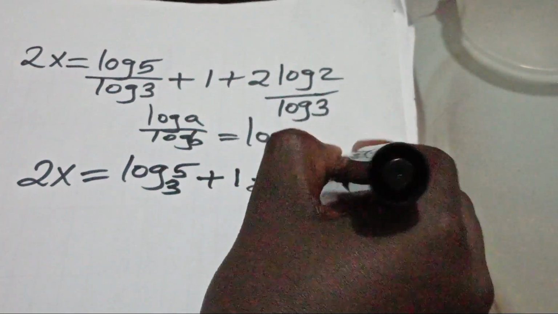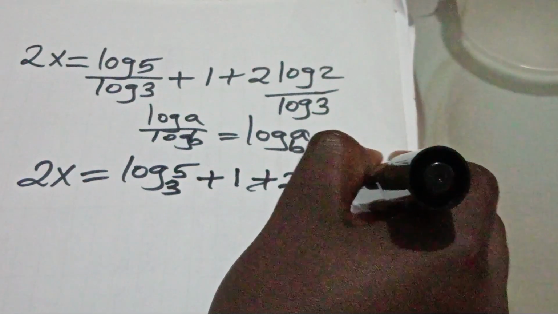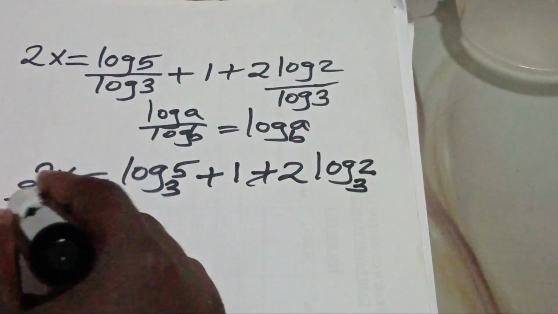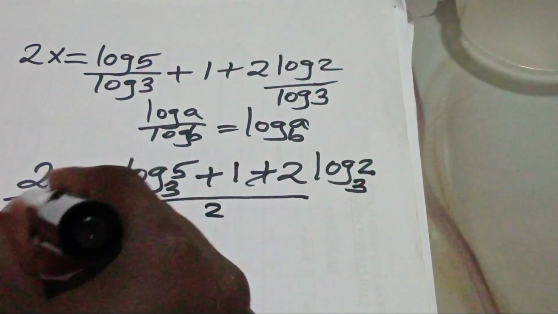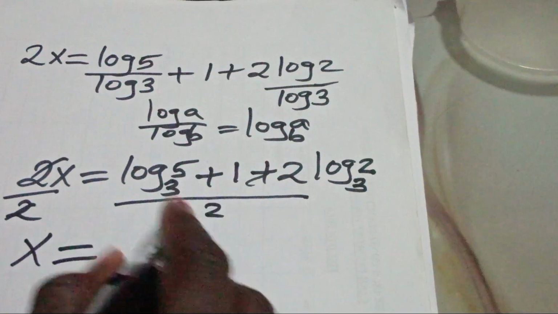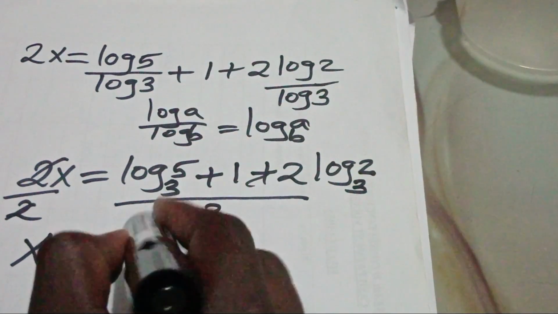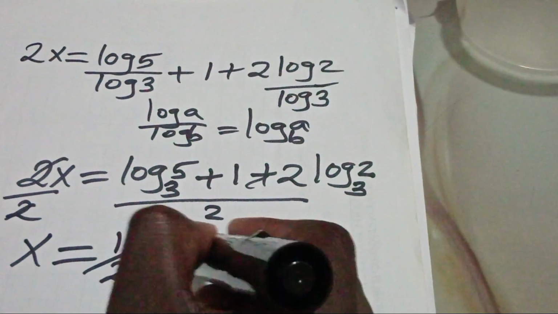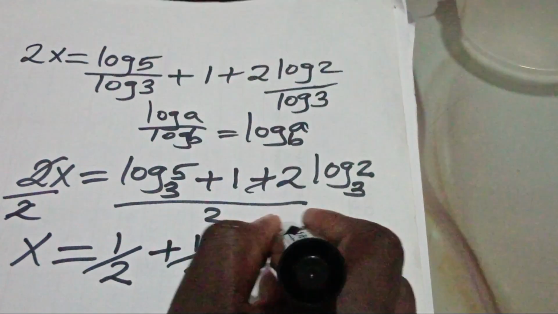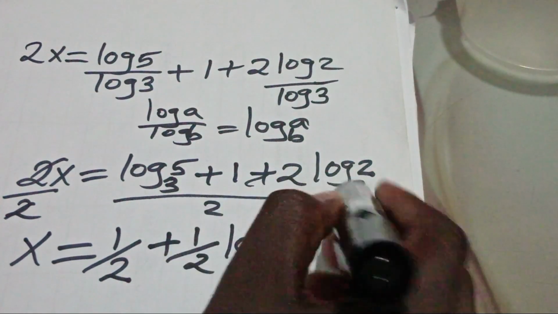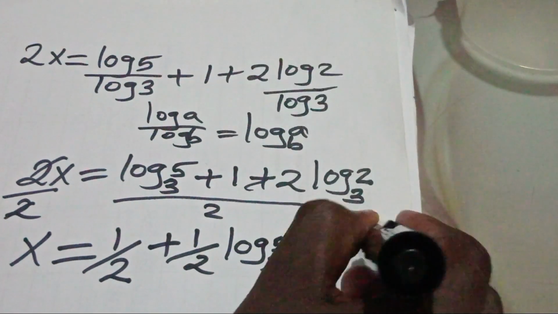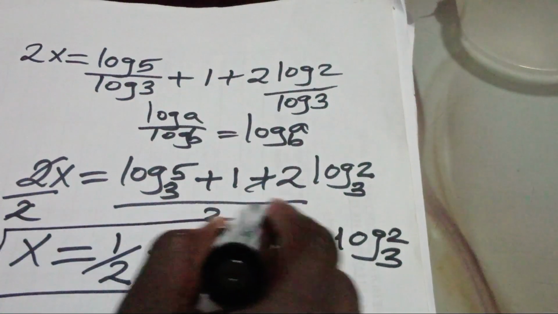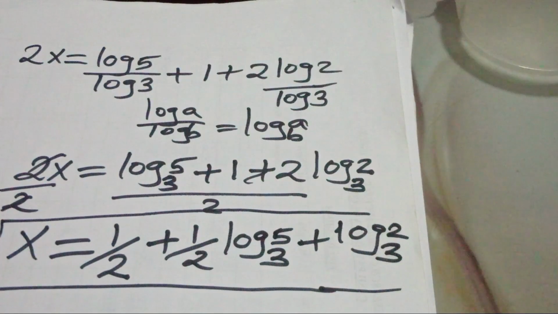Okay. This is 2 log 2 to base 3. Now that means that from here we divide both sides by 2, so that now the value of x is equal to, this is the same thing as half, okay, plus half log 5 to base 3, okay, plus log 2 to base 3. Now this is the value of x.